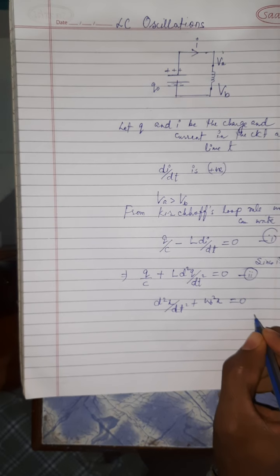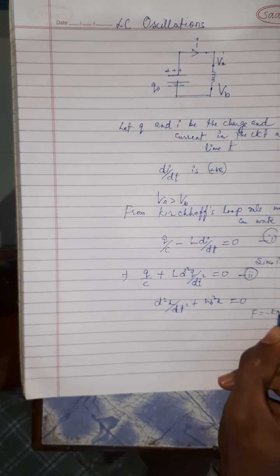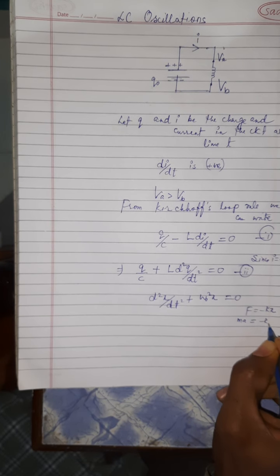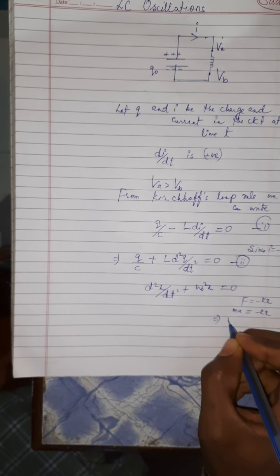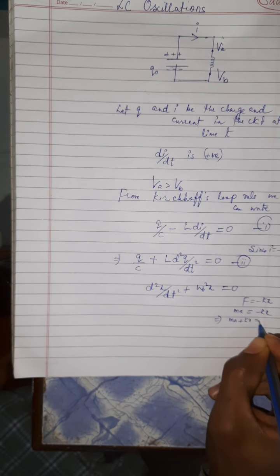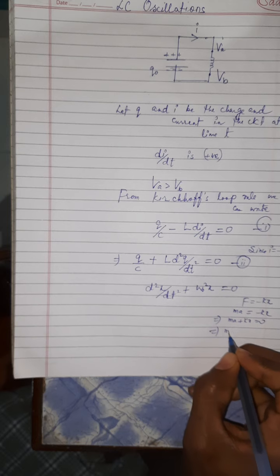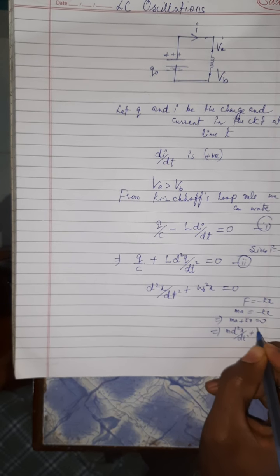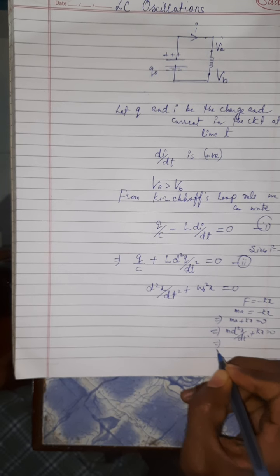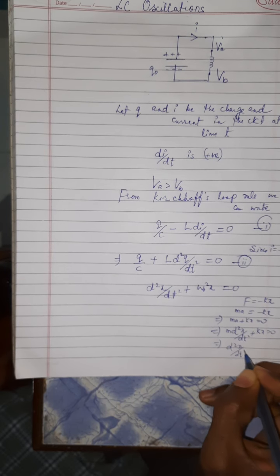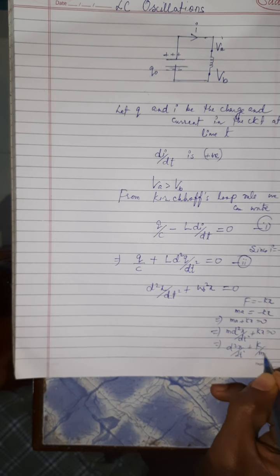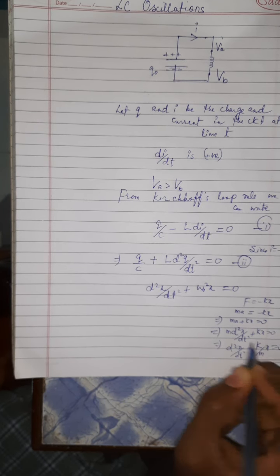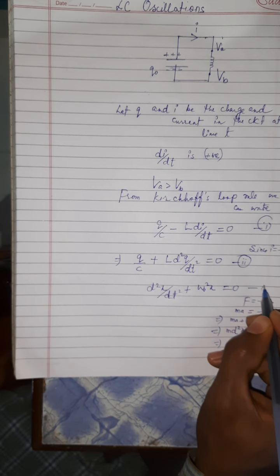We know for a spring F is equal to minus kx, and F is equal to ma. Equating this, we can write ma plus kx equal to 0. We can write a as d2x by dt square, so d2x by dt square plus k by m x equal to 0. This k by m is only omega naught square. That's why I have written this equation.